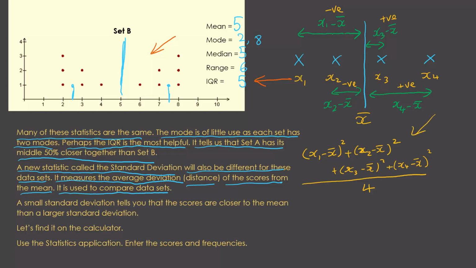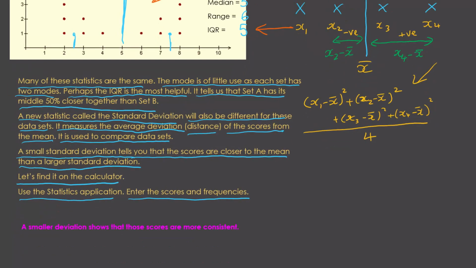You don't actually need to know this, you just need to know that the standard deviation is a measure of dispersion of data that uses all of the data, just like the mean does. A small standard deviation tells you that the scores are closer to the mean than a larger standard deviation. Now, if you're going to do this, you're going to do it using your calculator. We're going to use the stats application, and we're going to enter scores and frequencies. And remember, a smaller deviation shows the scores are more consistent.